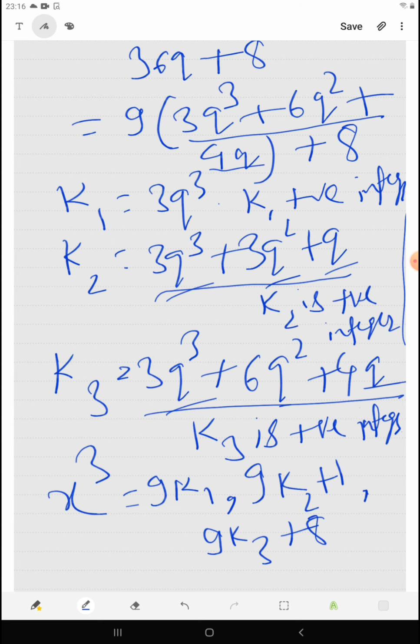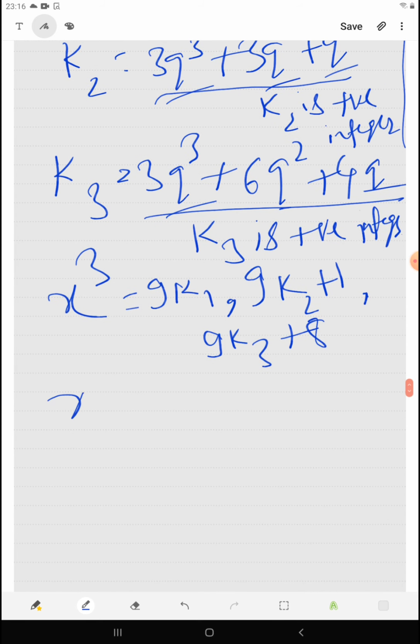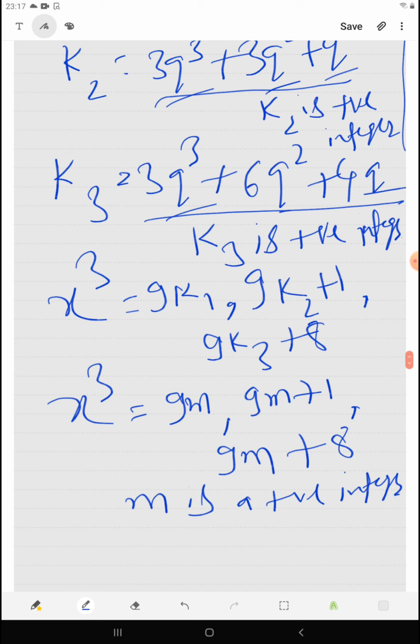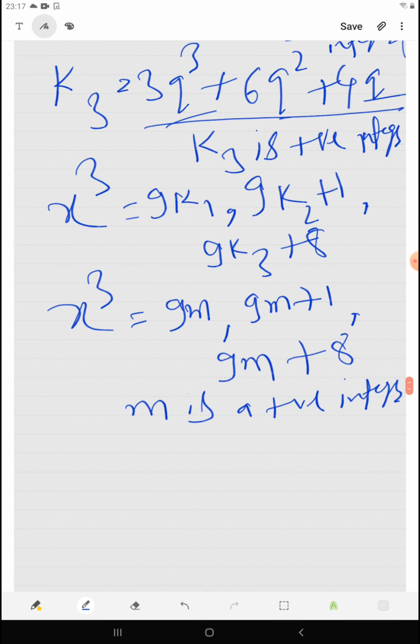So in other words, since k1, k2, k3 are all positive integers, I can write that x cube can be of the form 9m, 9m plus 1 and 9m plus 8, where m is a positive integer. So the whole thing can be represented in the form 9m, 9m plus 1 or 9m plus 8. So we are done with our first chapter.